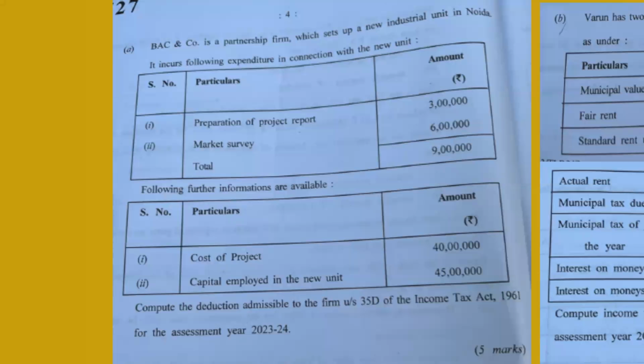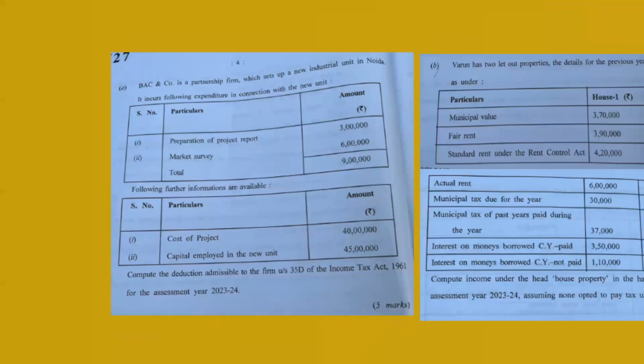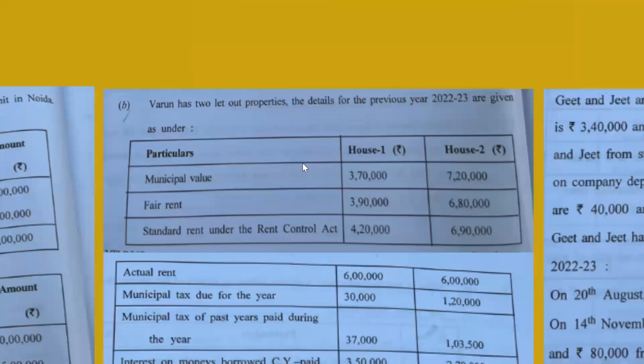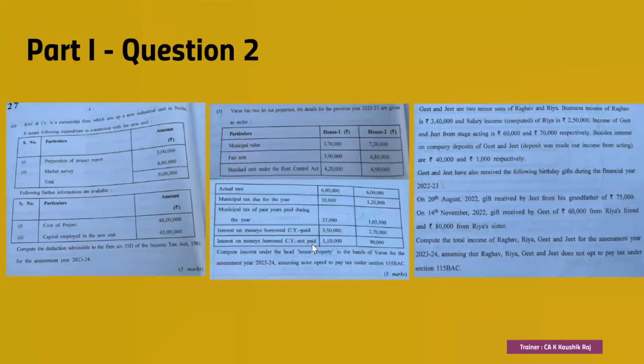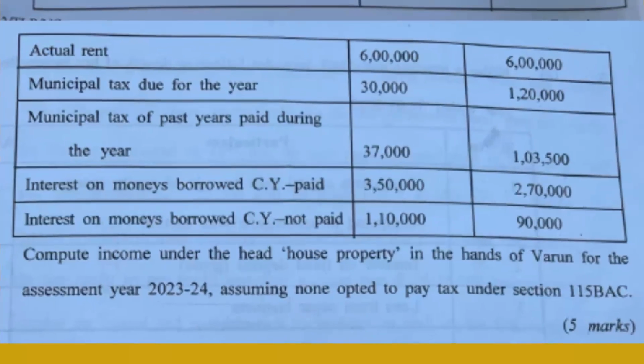So that is where I am telling these kinds of questions are coming in order to test the knowledge of the student. Then comes the house property information: the municipal value, fair rent, how you are arriving at the gross annual value. And then you will have to see the municipal tax due, municipal tax paid for the last year, current year, interest on monies borrowed, section 24A deductions, okay, if it is self-occupied and all of that. And this has to be computed in terms of section 115BAC.